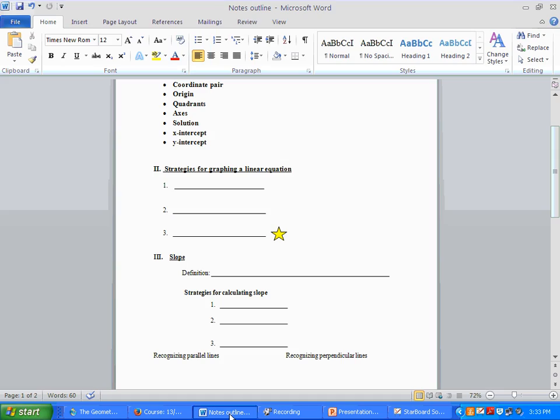If you are following along on your notes outline sheet passed out in class, we are focusing on Roman numeral number 2, blank number 3, strategies for graphing a linear equation. Probably the most used strategy and the best time-efficient strategy is number 3, converting the linear equation into slope-intercept form.